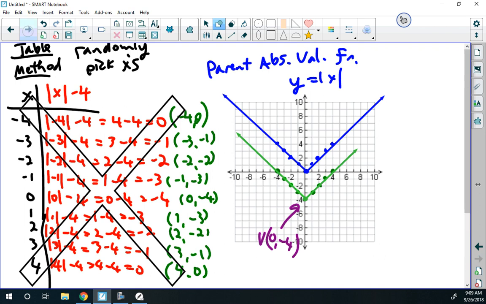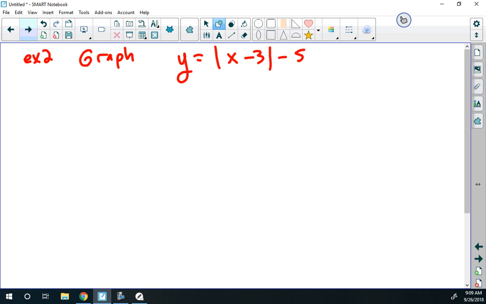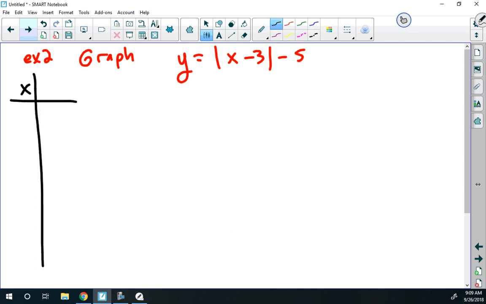Okay. So let's try example 2. Example 2, graph y equals the absolute value of x minus 3, minus 5. So again, table method. Some people like it. I'm not a fan. My y's are going to be the absolute value of x minus 3 and then minus 5. So I'll probably pick negative 4, negative 3, negative 2, negative 1, 0, 1, 2, 3, 4. This is a lot of work. I don't like doing this, but whatever.